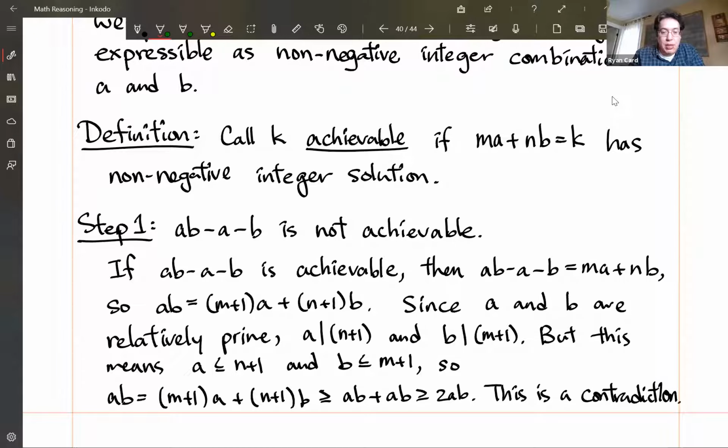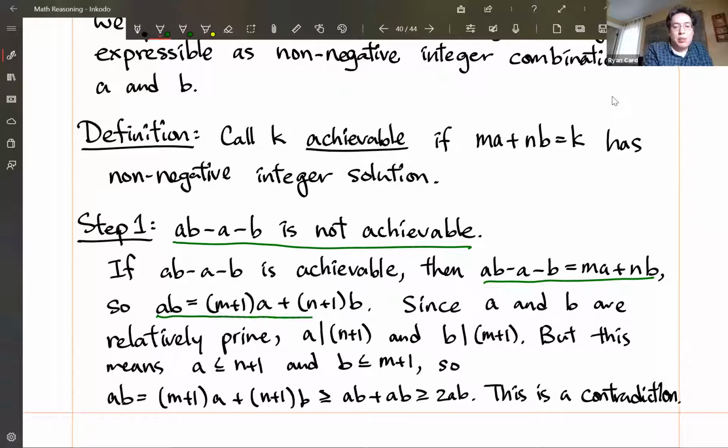So let's see how to prove step number 1. This number ab minus a minus b is not achievable. We're going to do this by contradiction. So first assume it is achievable, so you can write down ab minus a minus b in this fashion. You can shuffle this equation around a little bit. If you bring minus a minus b onto the right-hand side and collect like terms, you can rewrite ab as (m plus 1) times a plus (n plus 1) times b added together.